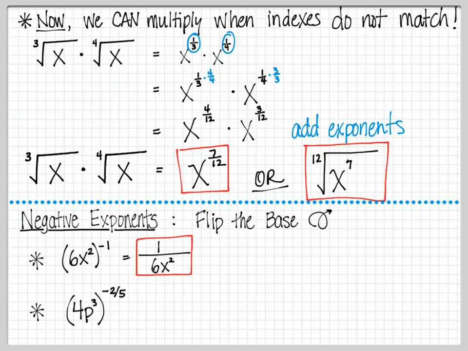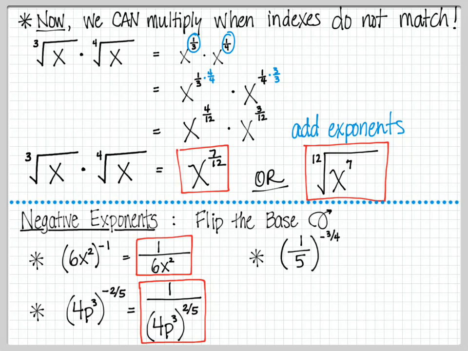In the next one, the entire base is 4p cubed. That's the base. The negative exponent says to flip it. So we're going to flip it, and it's still raised to the 2/5 power, but it's just not a negative 2/5 anymore. So I have it 1 over 4p to the 3rd raised to the 2/5. Now we could finish simplifying that. We could multiply the 2/5 times the 3. Well, we'd have to distribute to the 4 as well. So we would just leave it in this form, and that's all we would do with it.